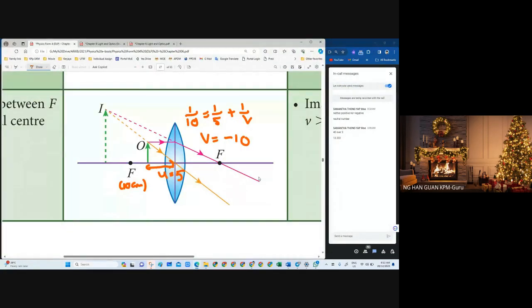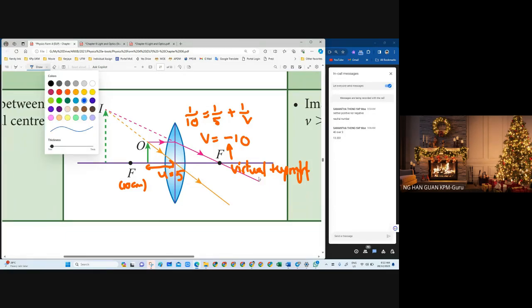So it is negative, right? So it will tell us this is virtual. Positive is real, negative will be virtual. Virtual means it's upright. Okay. So regarding the size, when comparing the size, we don't look at the negatives. We only look at the 10 here.